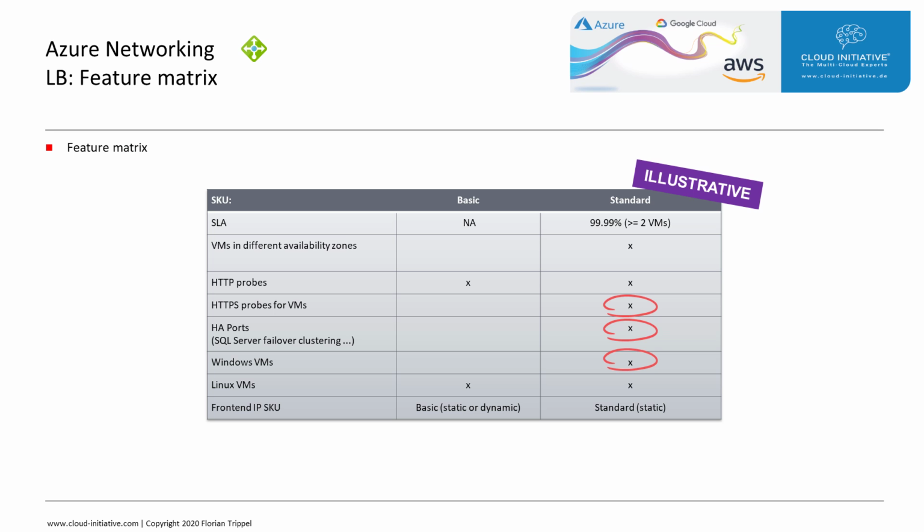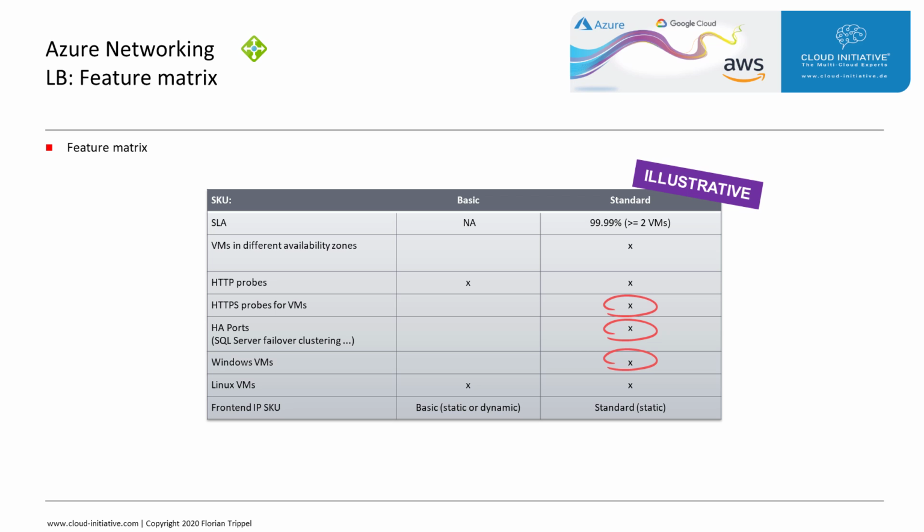Here is a feature matrix for illustrative purposes that compares basic and standard SKU load balancers. Note that the basic SKU load balancer does not have an SLA attached because it is a free service. So we could use a basic SKU load balancer for dev test environment with Linux VMs when we do not need availability zones. That's pretty much the use case for a basic SKU load balancer.